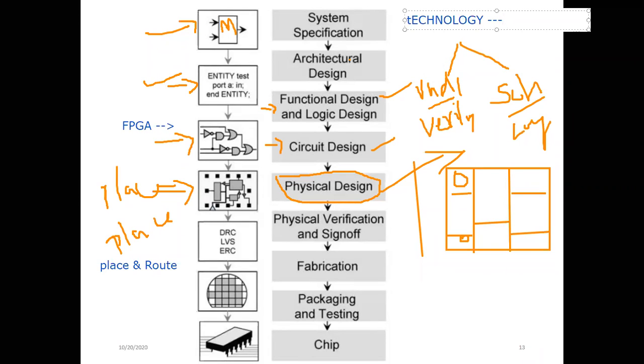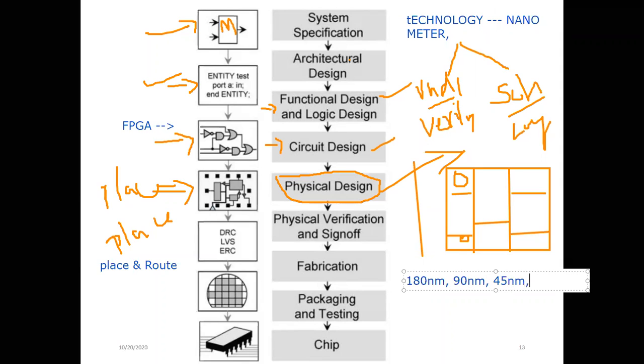Technology is based on nanometer design. Nanometer, micrometer, like this will be there. Examples of the nanometer nodes: 180 nanometer, 90 nanometer, 45 nanometer, 22 nanometer. Next, 17 nanometer. Next, 14 nanometer. Next, 7 nanometer. Next is 5 nanometer or 3 nanometer.